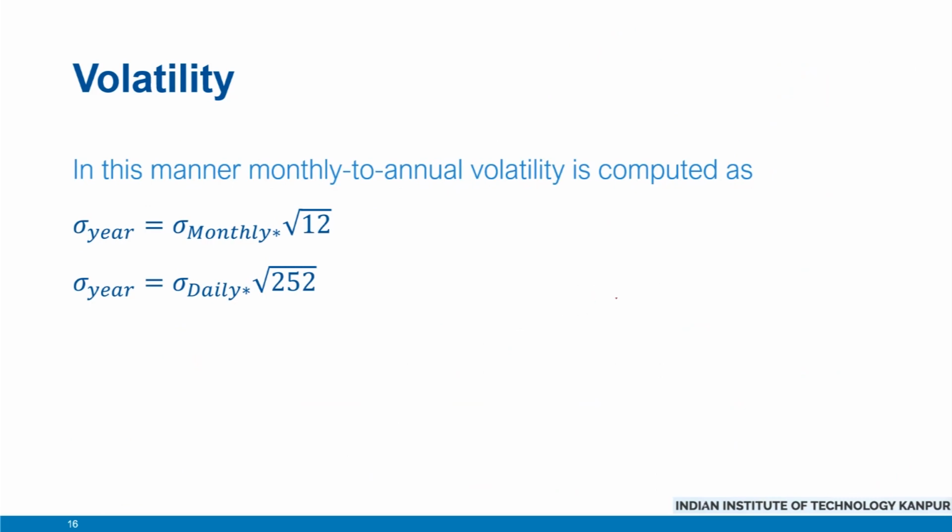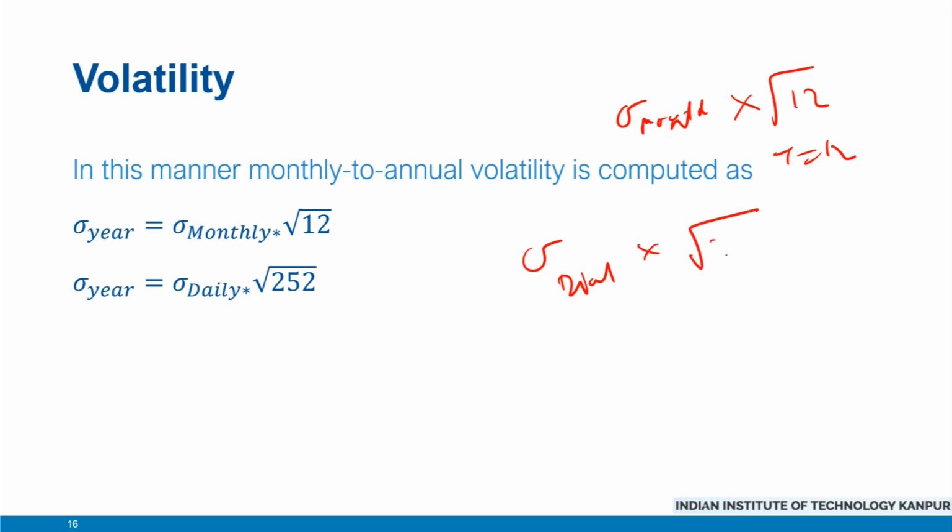To put it more succinctly, let's say you have monthly standard deviation, sigma monthly, given at some level. If you want the annual standard deviation, you simply multiply it by the square root of 12, where t is equal to 12 periods. Similarly, if sigma daily is given, you annualize it by multiplying by the square root of the number of trading days, which is 252.